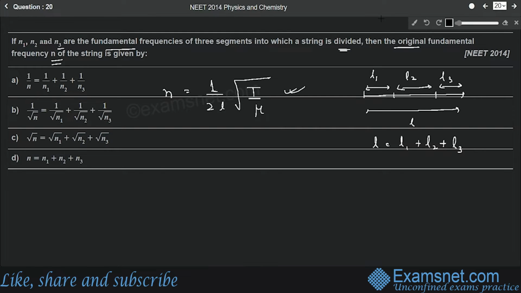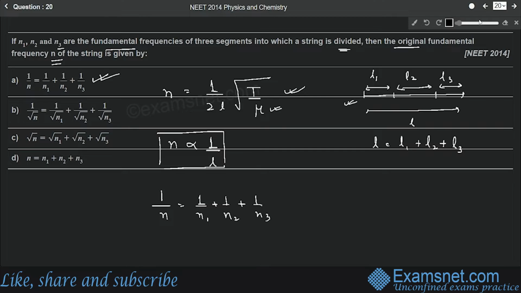Now from this equation we can see that the fundamental frequency N is inversely proportional to the length L. Okay, other things will remain constant. The tension will remain same for each of the segments, and mu is also a constant, so it will remain same. Okay, so 1 by N will be equal to 1 by N1 plus 1 by N2 plus 1 by N3. Okay, so this is the correct relation. That means option A will be the correct answer.